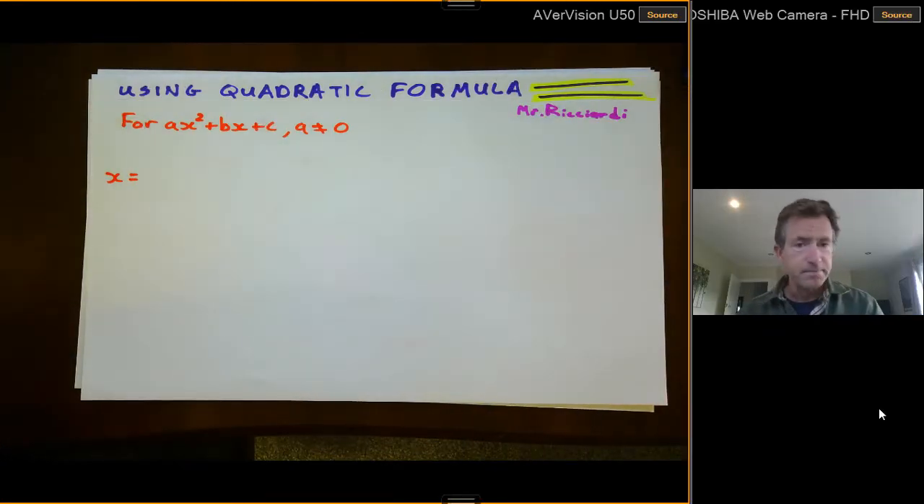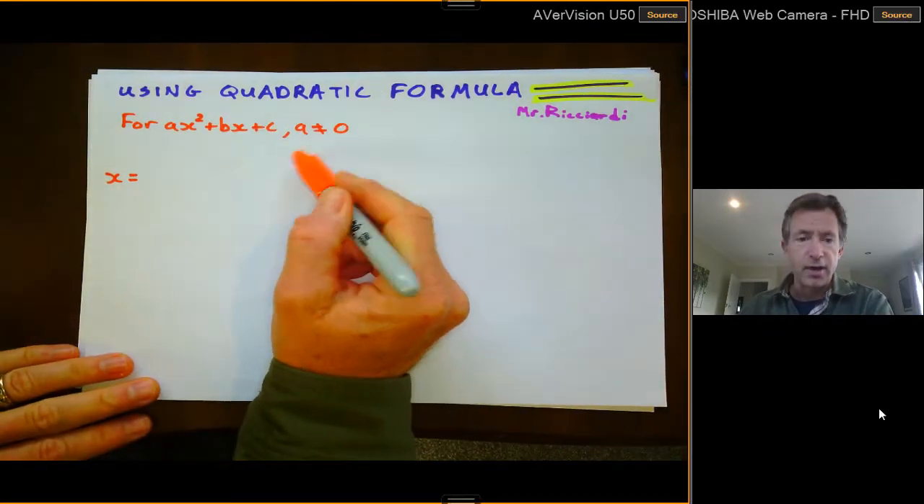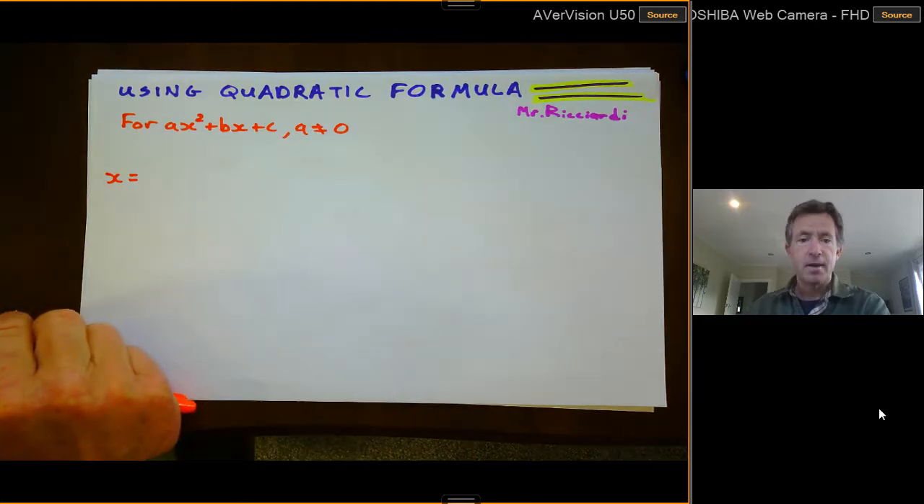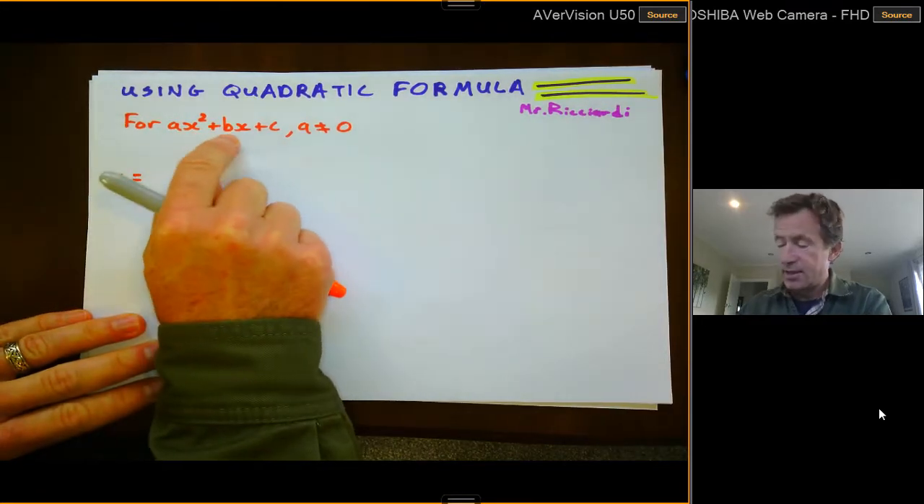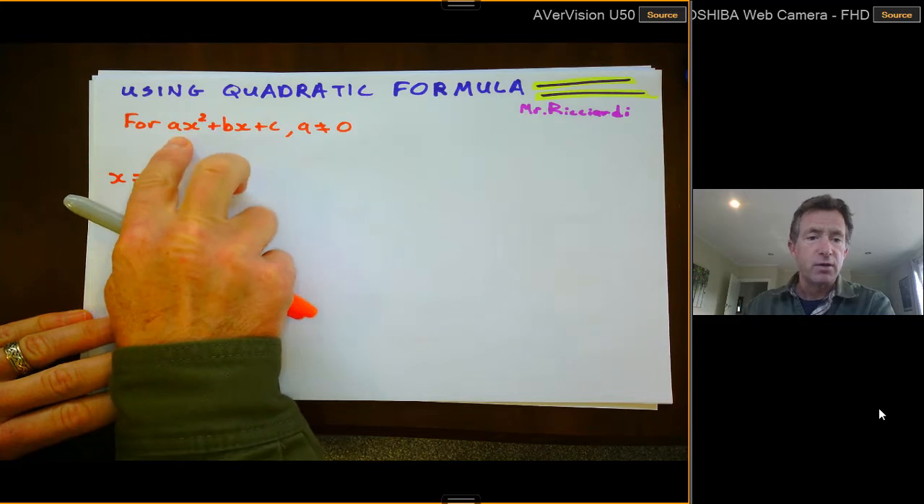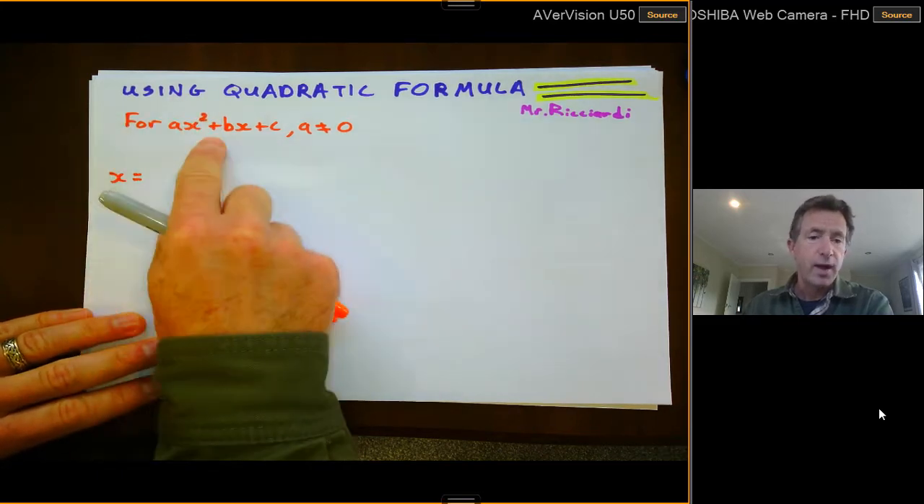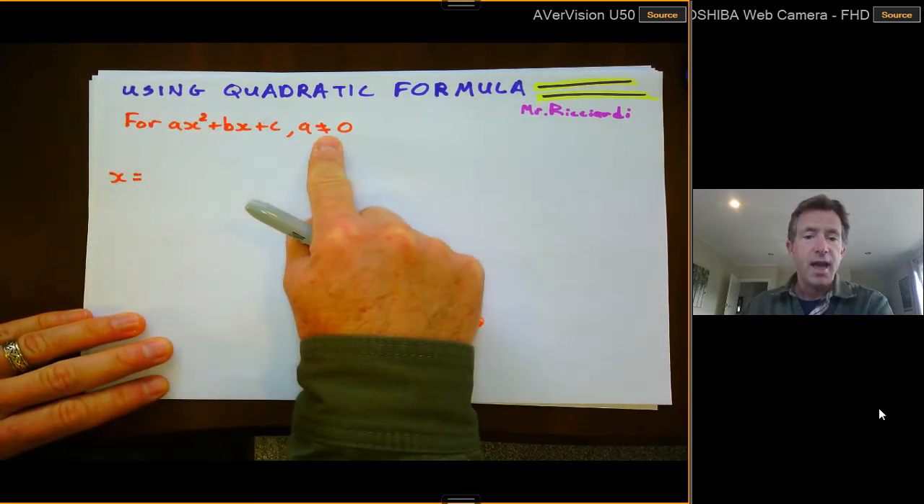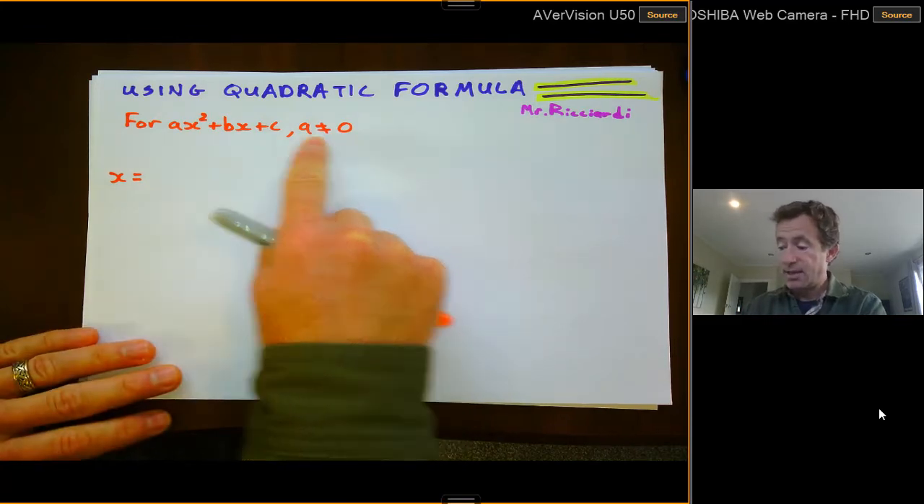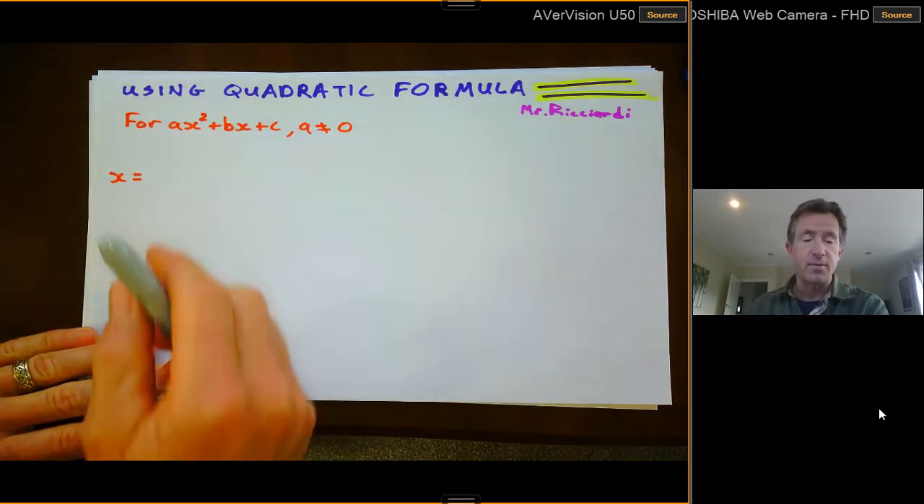Okay, hello everyone. In this lesson I'm going to show you how to use the quadratic formula to solve quadratics. And as we know, a quadratic is an equation. One of the general forms we use is this. It's got a squared term if it's not factorized, and a can't equal 0 because if a did equal 0, it wouldn't be a quadratic anymore.